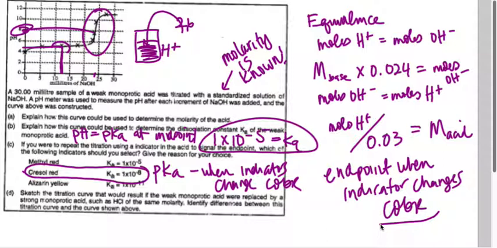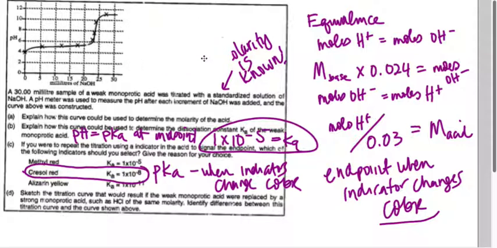Okay, last part of the problem. You guys will be fine on this one. This is what you'll rock at, I hope, because this is the final bit we did on Friday. The question is asking us to please sketch the titration curve that would result if the weak monoprotic acid were replaced with a strong monoprotic acid such as HCl. What would be different? We're going to draw it right on top of this.